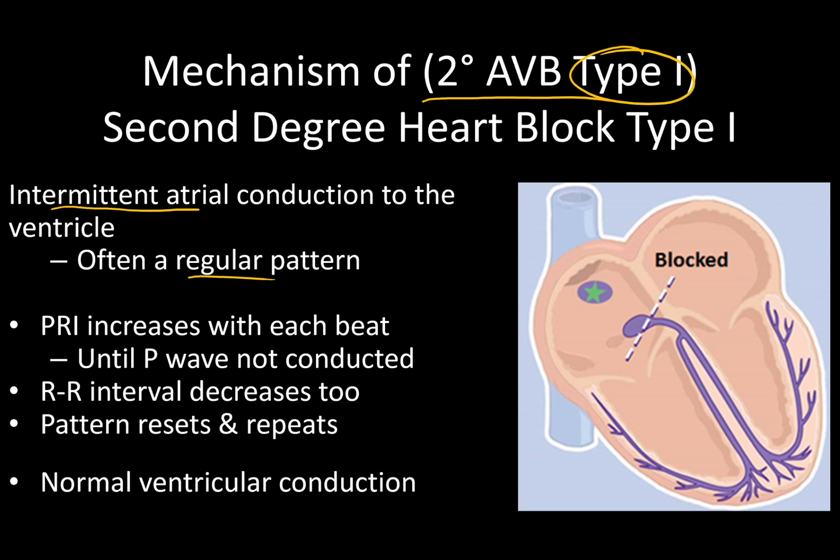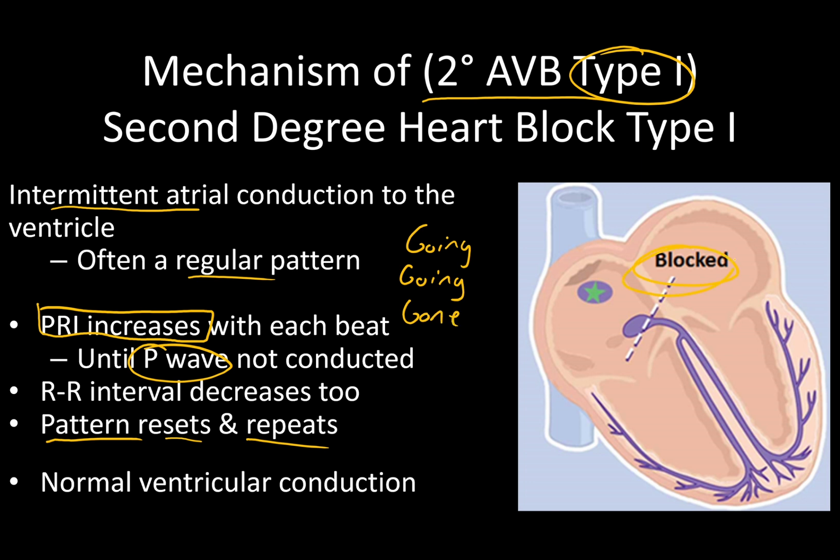What you're looking for in this pattern, or the specific thing you're trying to find, is that your PRI will increase with each successive heartbeat until one P wave is not conducted. When that happens, the pattern resets itself and then repeats over again. So maybe it's every 4th beat that doesn't go through, or maybe every 6th. It could always be variable, but that's what you're looking at. You're measuring the PRI with each one of those beats to see if it gets longer and longer until it drops. And that's where I get that phrase I'd mentioned before, which is going, going, gone.